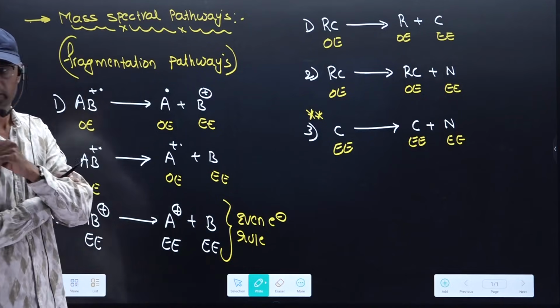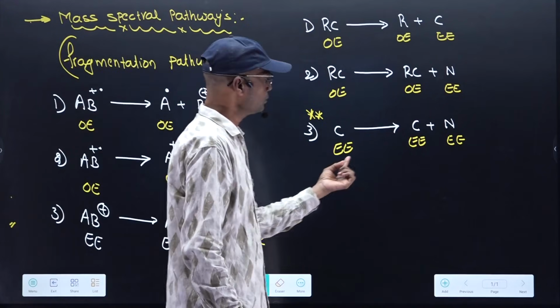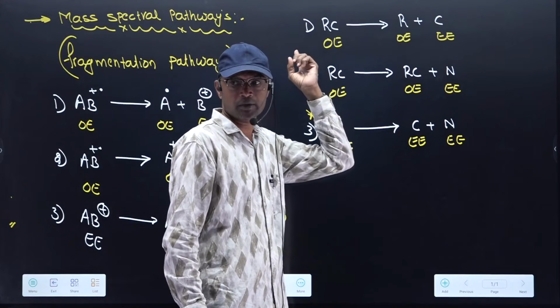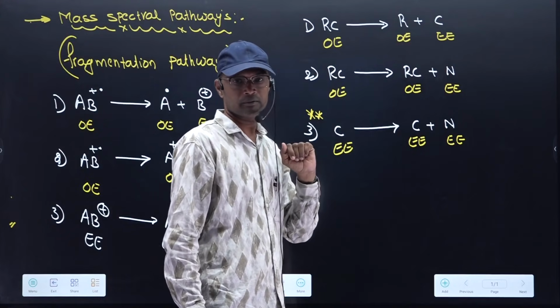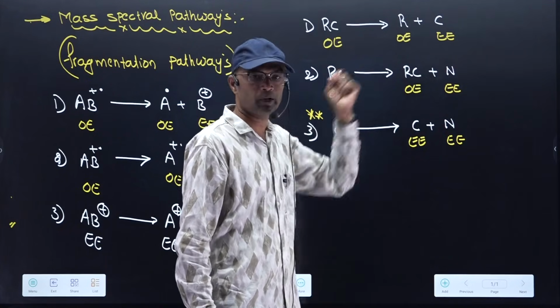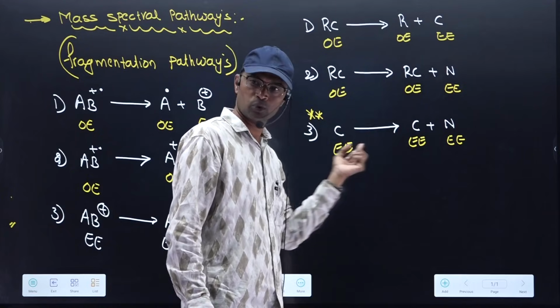Okay, that point you remember. Whenever it is an even electron ion, you will get two even electron species only. You will not get odd. So don't think that when odd is given, they will give odd. When an odd electron species is given, don't expect both will be odd. When even is given, both will be even.